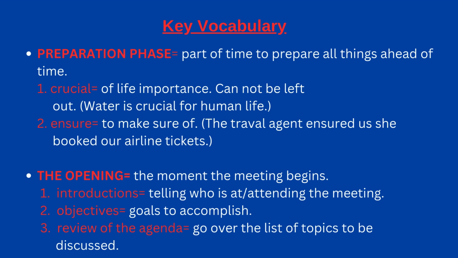So the preparation phase, this is the first part of the preparation of all things ahead of time. Crucial signifies that this is of life importance for this phase. It cannot be left out. For example, water is crucial for human life. To ensure is to make sure of. An example here would be, the travel agent ensured us she booked our airline tickets.